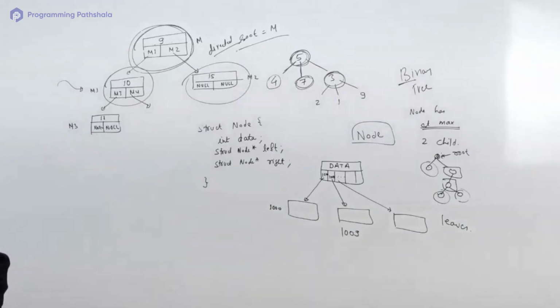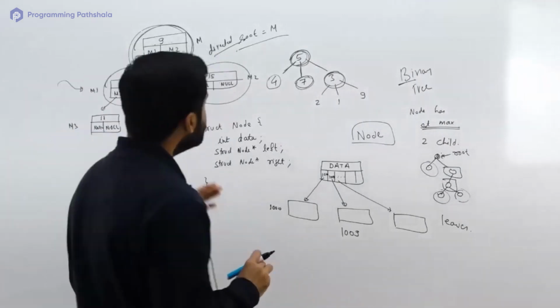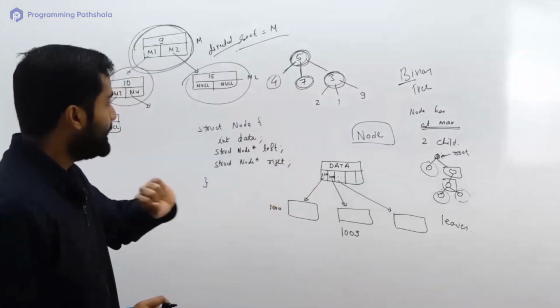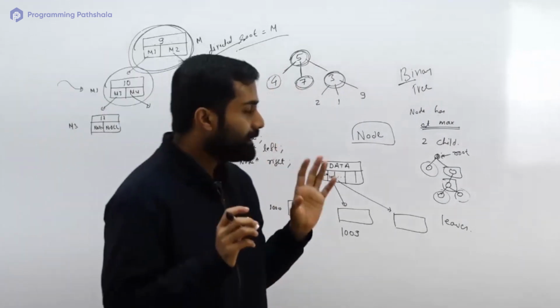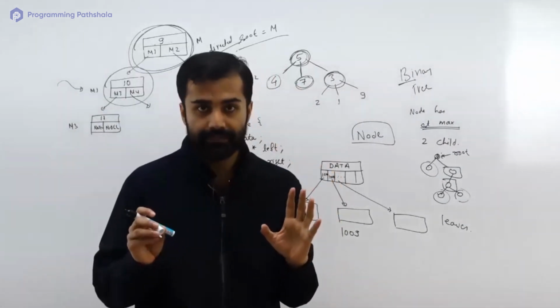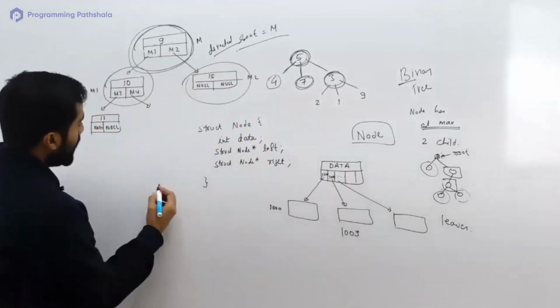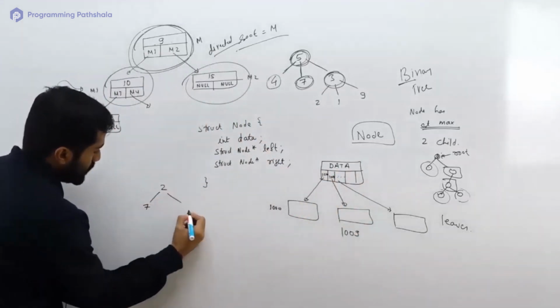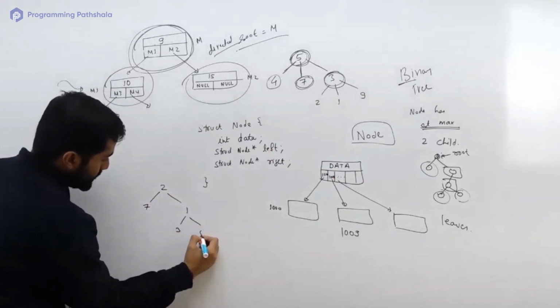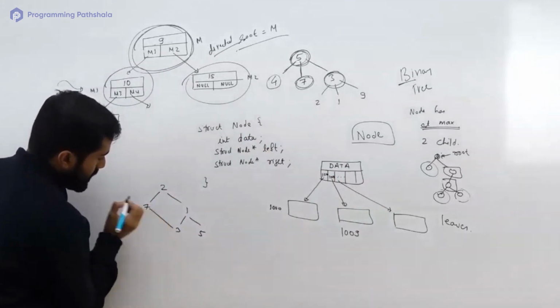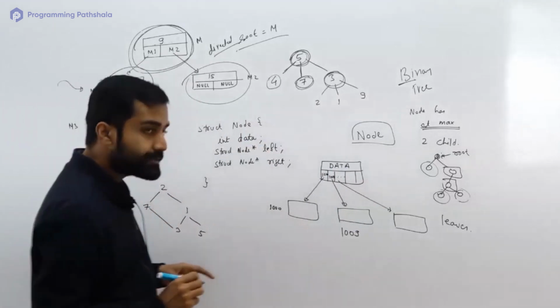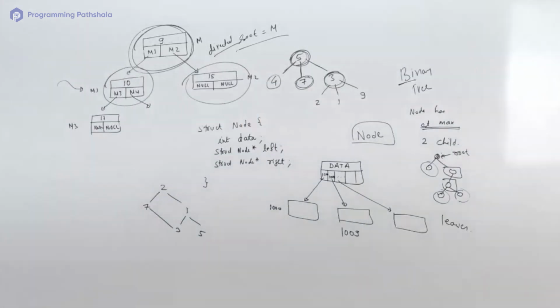Let me ask you a very basic question here. When you talk about a tree, there is a very important property of a tree that you should always remember. Let's say you have 2, 7, 1, 3, 5. Is this a tree? Yes or no? Cycle or two parents. Very good.